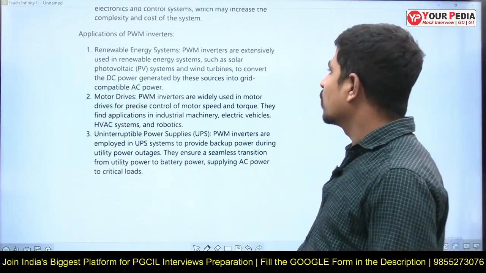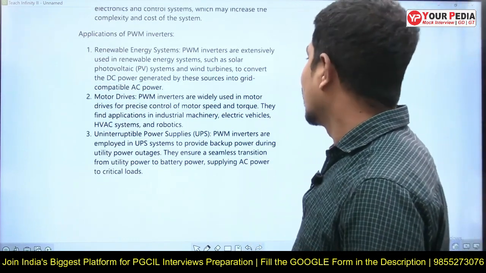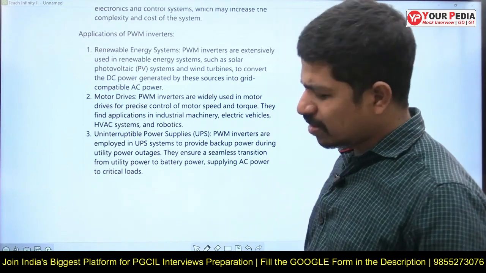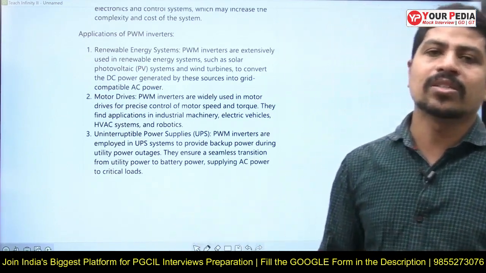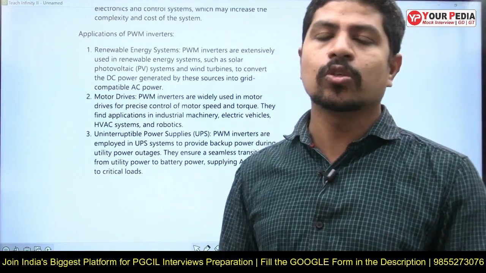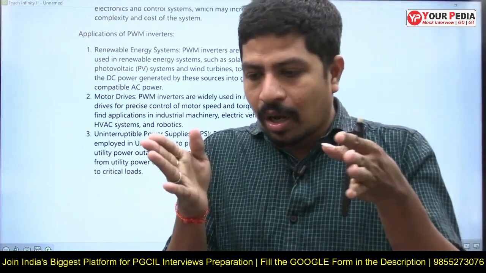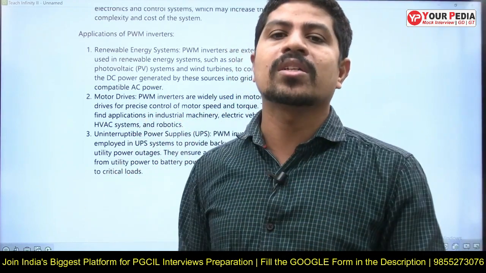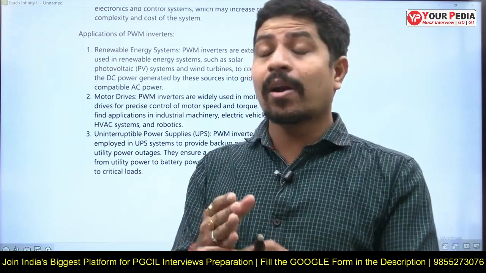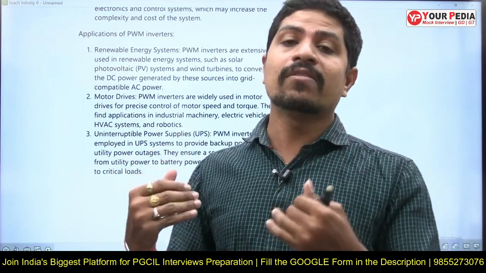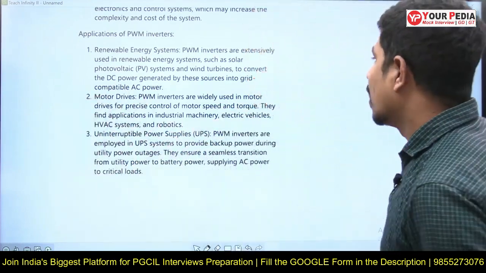What are the applications? Renewable energy systems, motor drives, and uninterruptible power supplies, UPS. We all know these applications. In UPS, PWM inverters are used. In renewable energy, where the magnitude of output voltage and frequency are not constant, by using PWM inverters I am going to get my required magnitude of voltage and required frequency so that I can connect my device to the grid. So these are the applications.